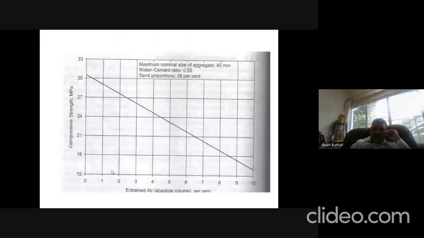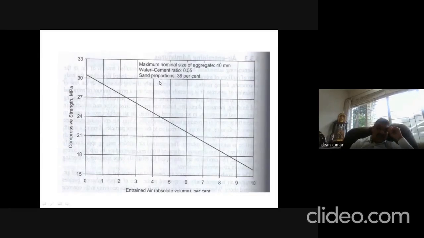Now we will see a graph. Please see this graph. We have drawn a graph between compressive strength and entrained air. If your air entrained is 10%, the compressive strength is very low. If you come to this end, the air entrained is 0%, the compressive strength is 30 megapascals. You are able to understand the difference. All other things remain the same.